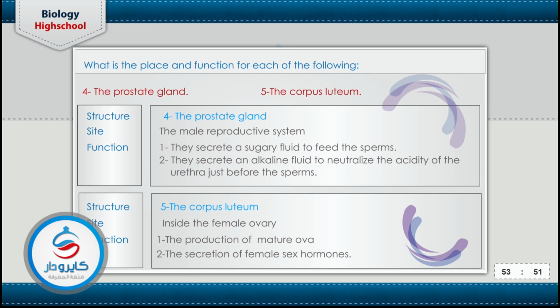But the corpus luteum, its site is inside the female ovary, and it is responsible for the secretion of estrogen and the progesterone hormone. The corpus luteum is a graafian follicle after releasing the mature ova. The next question.